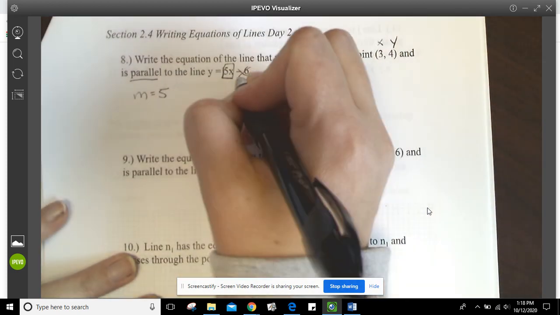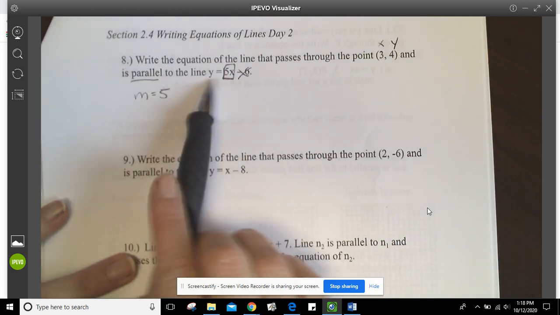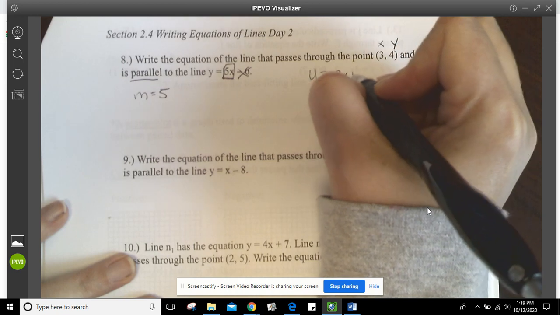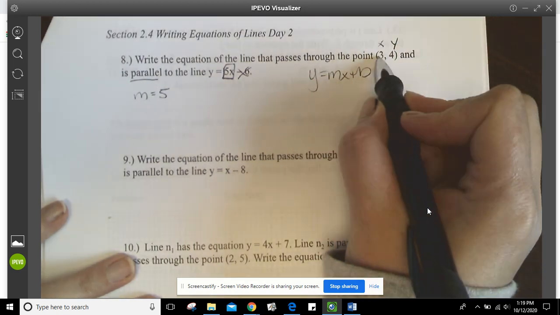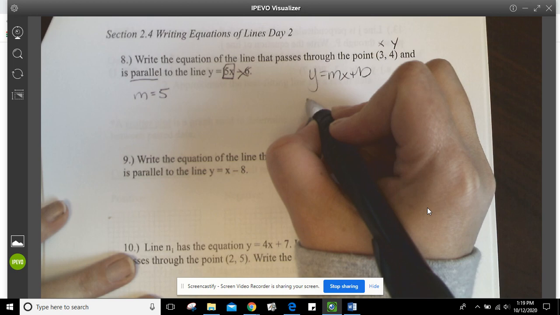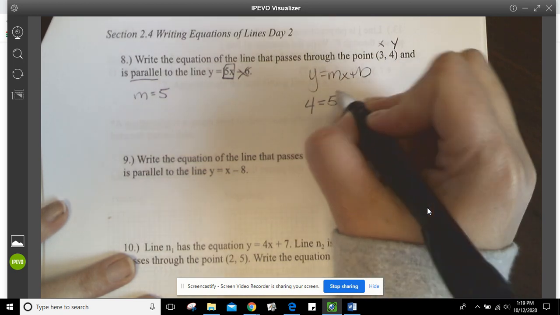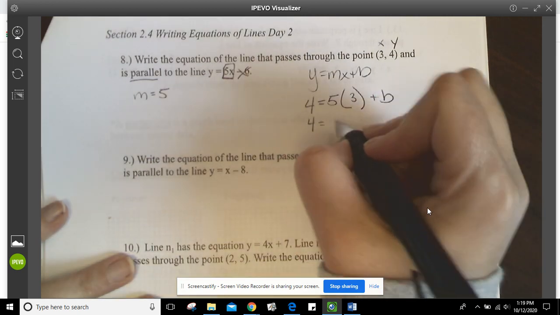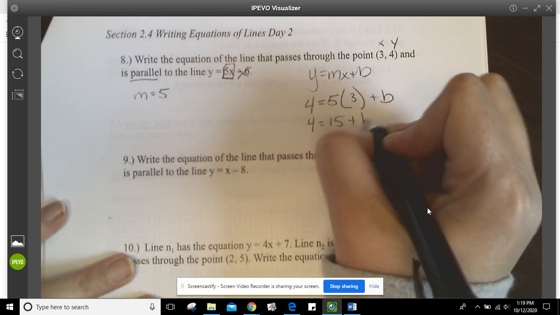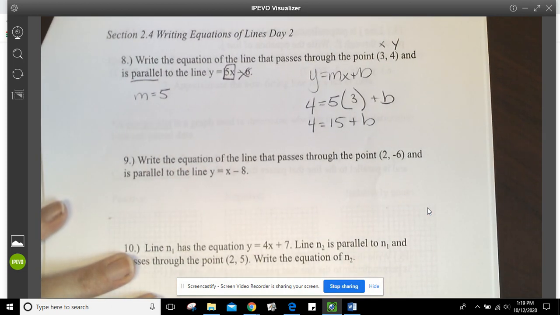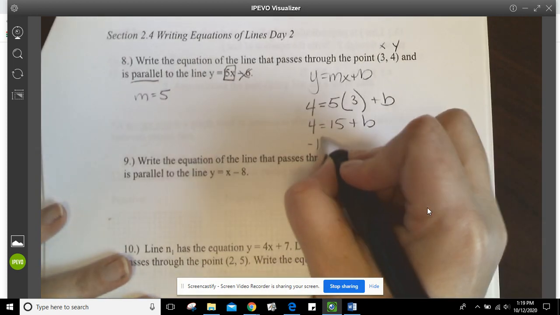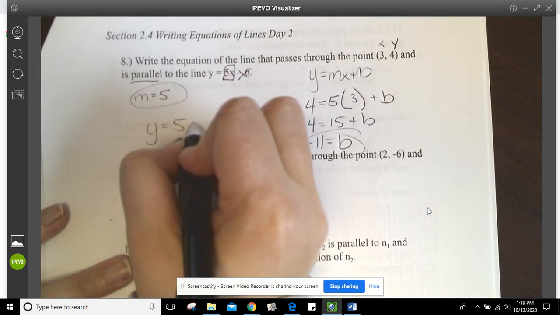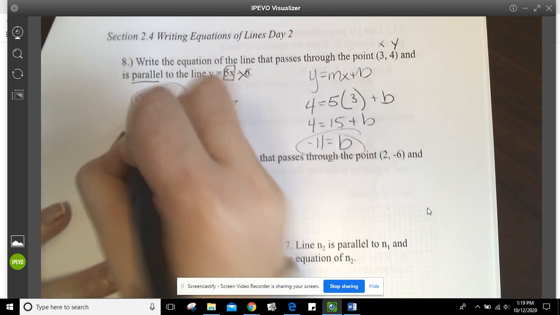This 6 has nothing to do with anything. You're just grabbing the slope from that line. So y equals mx plus b. I don't know what b is, but I'm going to take my m and x and y and plug it in again. So y is 4, my m is 5, x is 3, and I'm going to solve for b. So 5 times 3 is 15. Subtract it over. So I get negative 11 equals b. So now I'm going to take my m and my b and plug it back in. So my slope is 5, and then my b is negative 11.